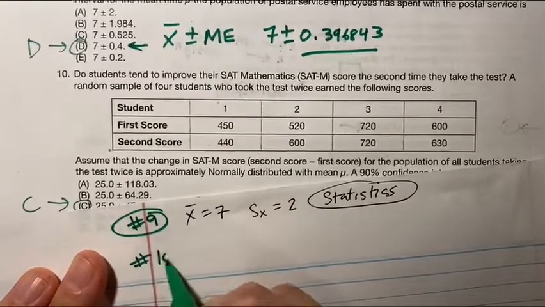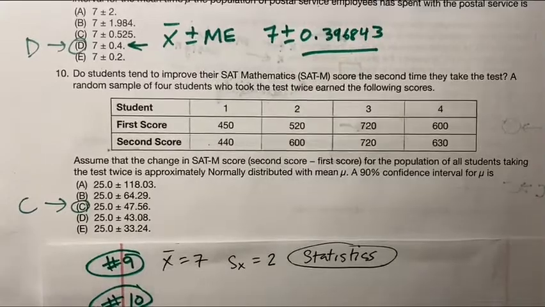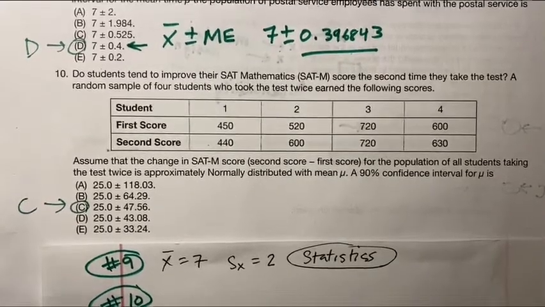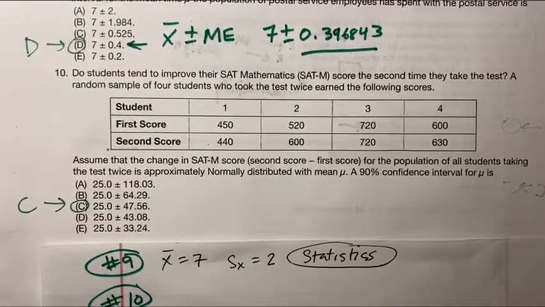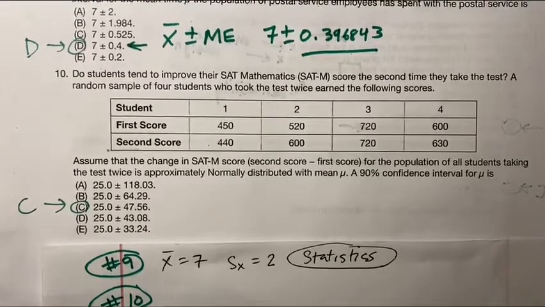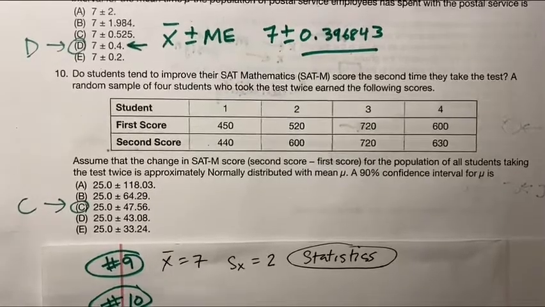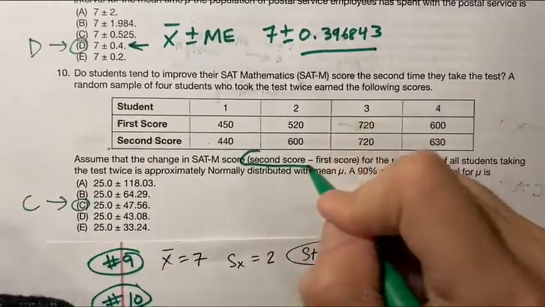Let's do 10. I love this question. Do students tend to improve their SAT math scores the second time they take the test? A random sample of 4 students who took the test twice earned the following scores. Assume that they change the SAT math score, second score minus first score. So that's actually our true data point.